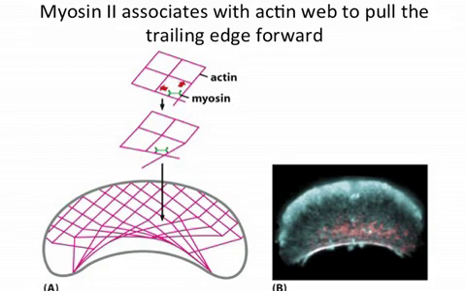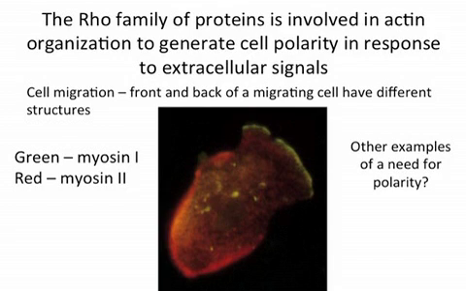Okay, so I just told you something about contractile actin in the rear, right? So myosin 2 is associating with actin web, to pull the trailing edge forward. So in this image here, you've got actin stained in blue, so it's around all the edges, and myosin in pink. So actually myosin is more associating back here. So that contractile actin associated with myosin helps scooch the back forward. That's the scientific word, scooch.